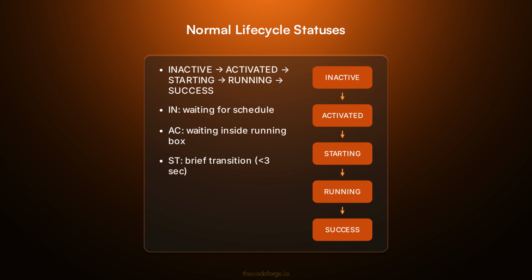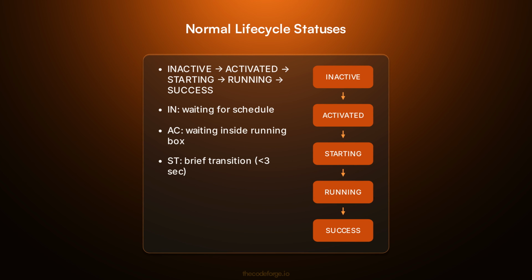These are the statuses a job moves through during a healthy execution. You should see them regularly and not be alarmed. Inactive means the job hasn't been triggered yet. Activated means it's waiting inside a running box. Starting is a brief transition. Running means it's executing. Success means it completed with exit code 0.